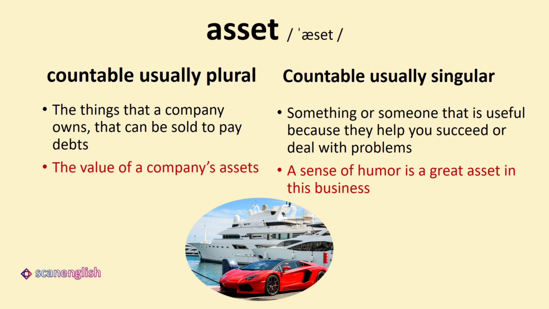Asset. It is used as a countable, usually plural word: the things that a company owns, that can be sold to pay debts. The value of a company's assets. Another form is countable, usually singular, which means something or someone that is useful because they help you succeed or deal with problems. For example, a sense of humor is a great asset in this business.